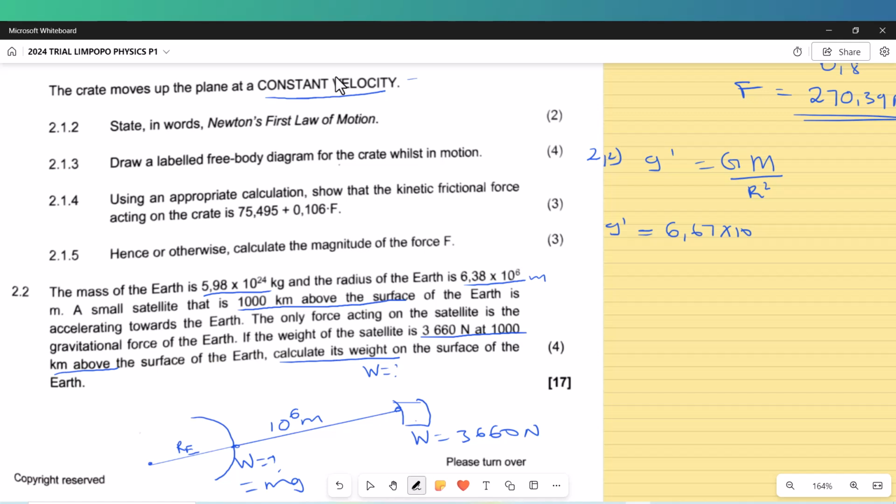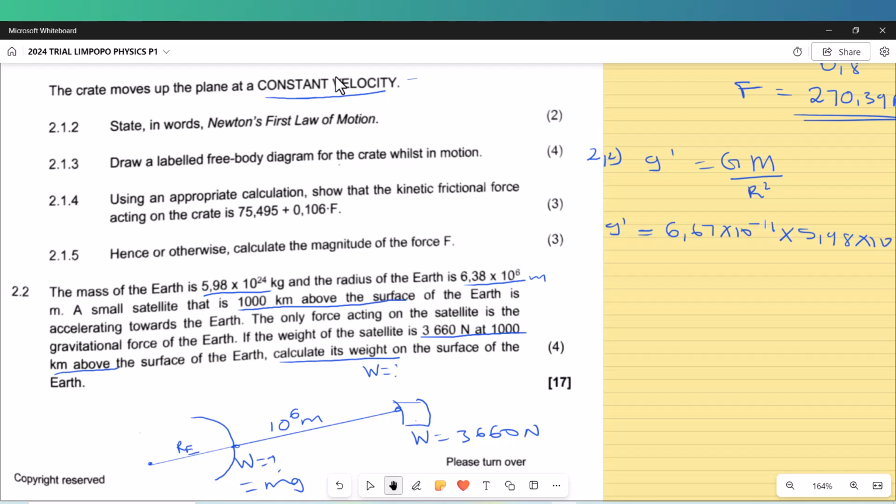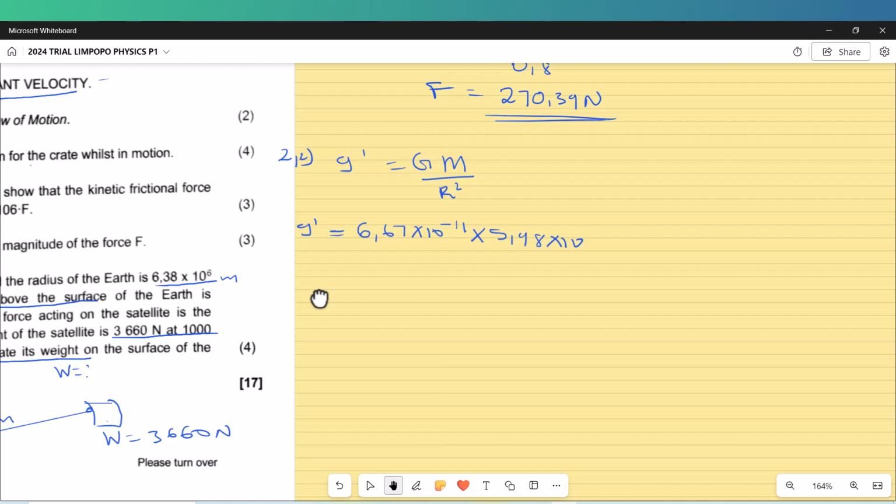Yes, it is 6,67 times 10 power negative 11. Then times the mass of the Earth, they gave us here, that is 5,98 times 10 power 24.